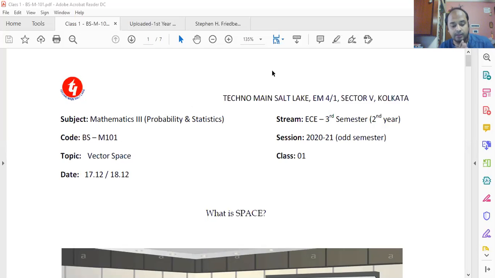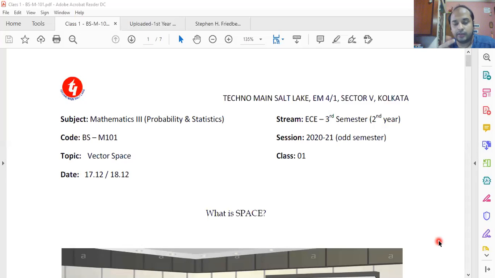So first of all, I'm going to talk about what space is. We all know that a set is a collection of well-defined distinct objects. A set is a collection, and the collection has some elements in it, and those elements must be well defined and they should be distinct. This definition is known to me.